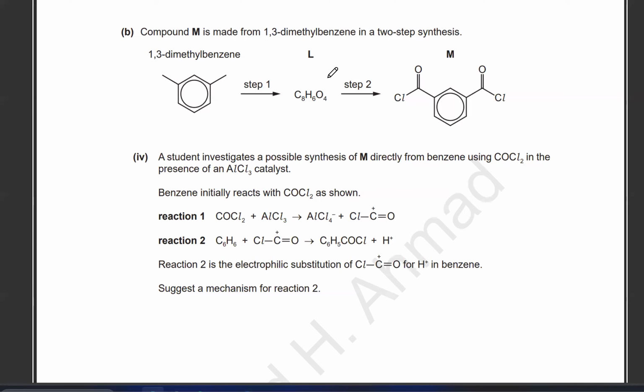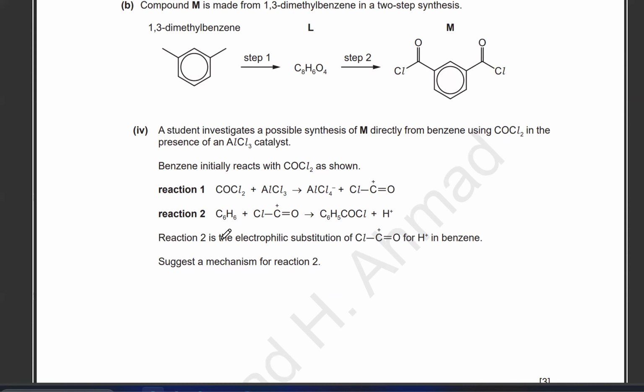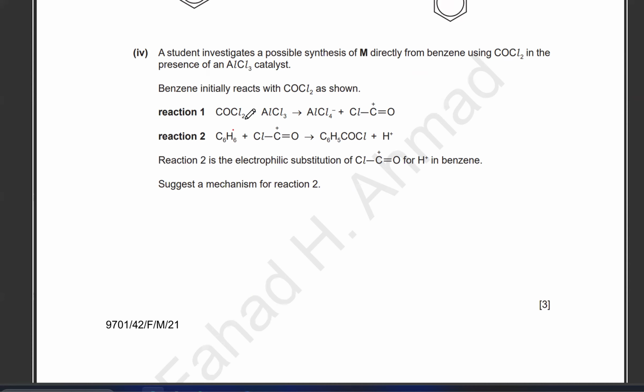ठीक है, so वो कह रहे there's a reaction one and I guess there's a carbocation that's getting formed. ठीक है, I mean something positive charge getting formed, which then reacts with benzene. तो वो he's saying कि suggest a mechanism for reaction number two. So it's just a simple benzene, right? Yeah, it's just a simple benzene.